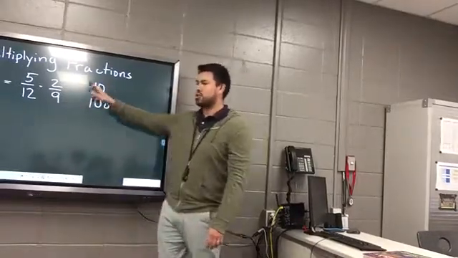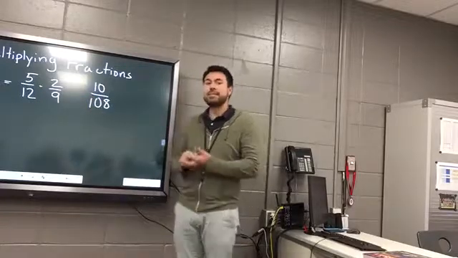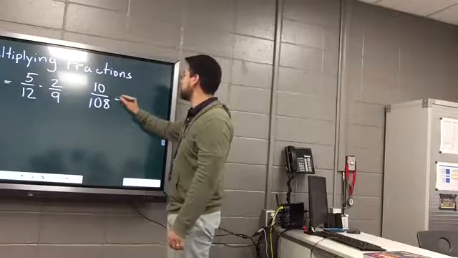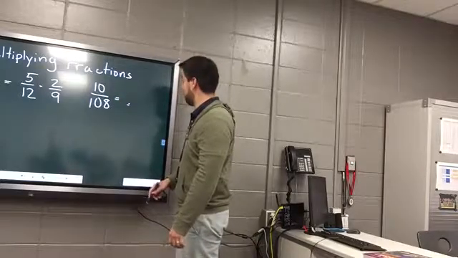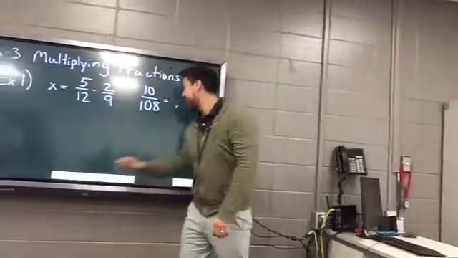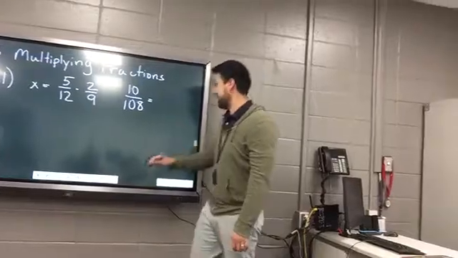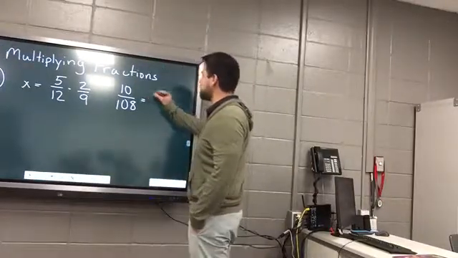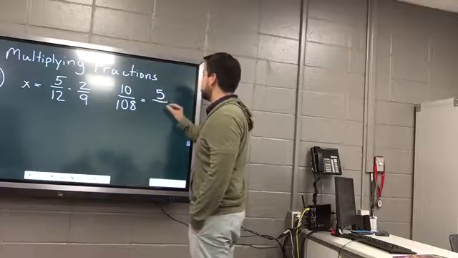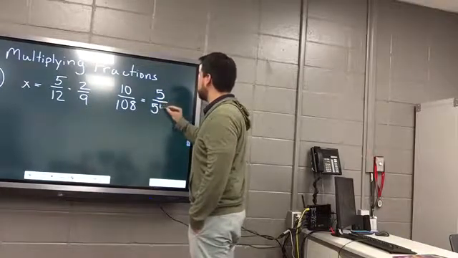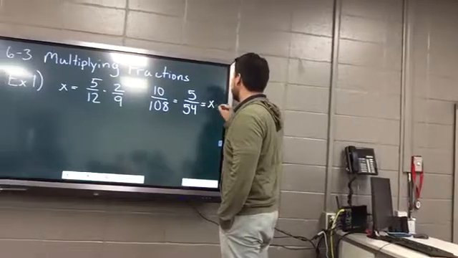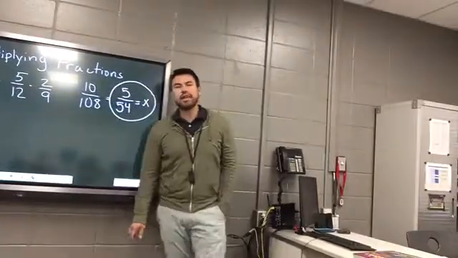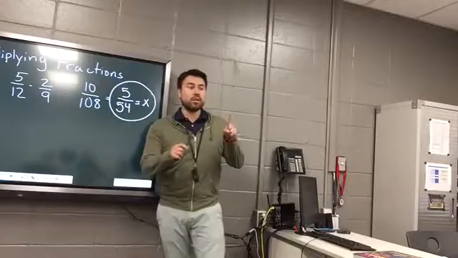But is this my answer? No, because it can be simplified. It can be put in simplest form. So what goes into 10 and 108 evenly? What number goes? Oh, Dave's 2. So 2 goes into 10 5 times. 2 goes into 108 54 times. So x equals 5/54.